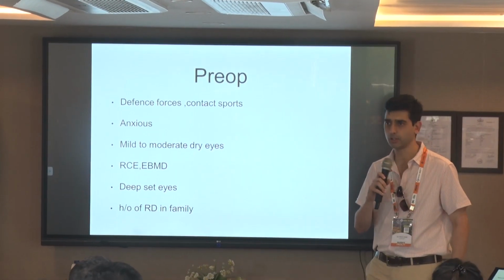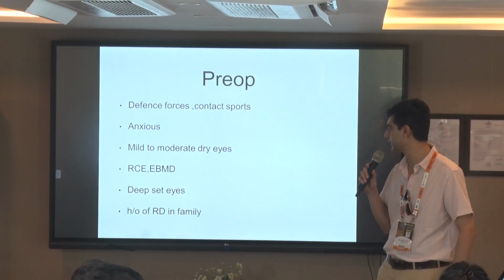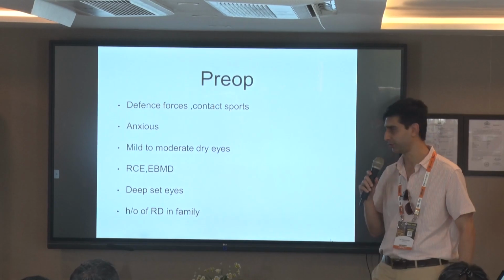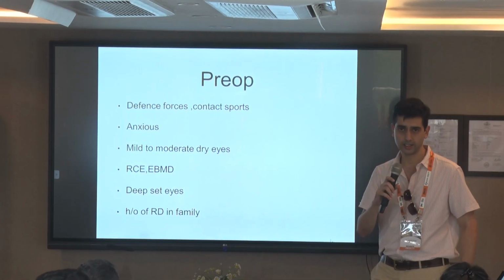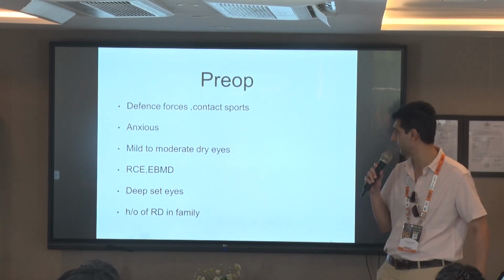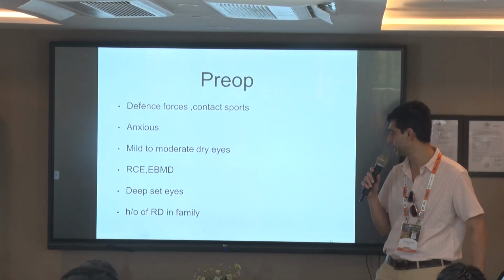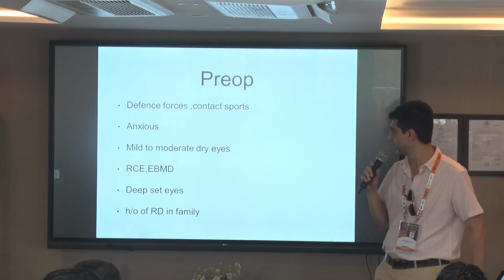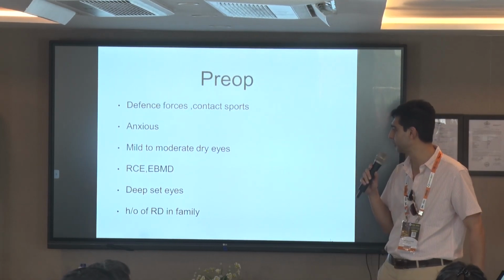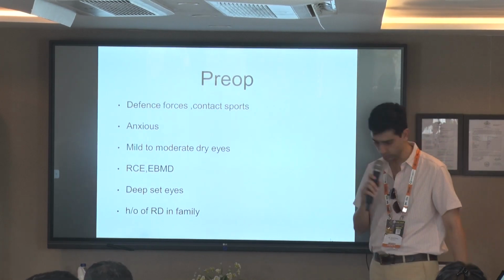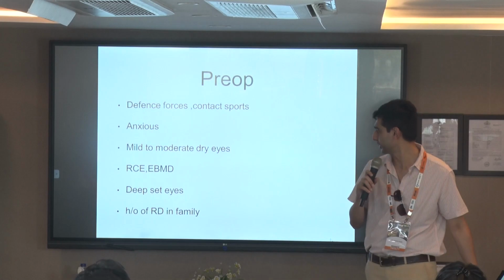Even if you have a bit of mild to moderate dry eyes, a recurrent corneal erosion, or an epithelial basement membrane dystrophy, in initial learning curve, a deep set eye would be an issue for someone to initiate the suction. And if there is any history of retinal detachment, I know that we are doing this in low myopes, but even if you have a history of retinal detachment in the family, it's always a good idea to do a surface ablation procedure.